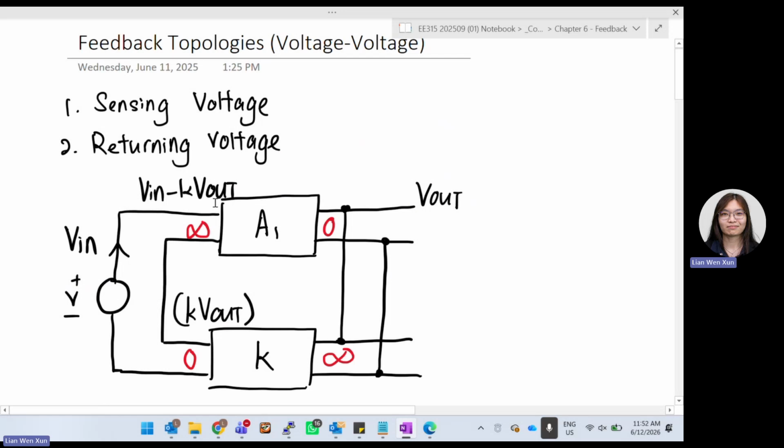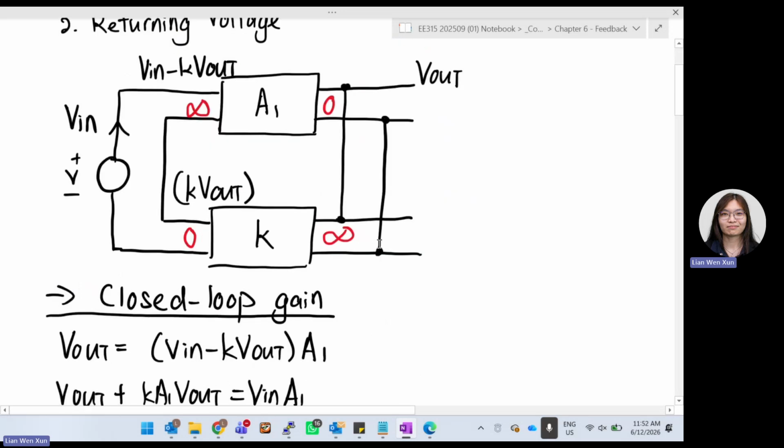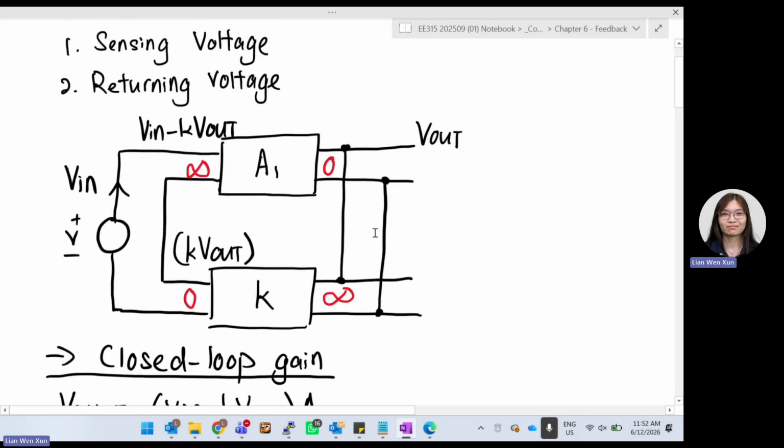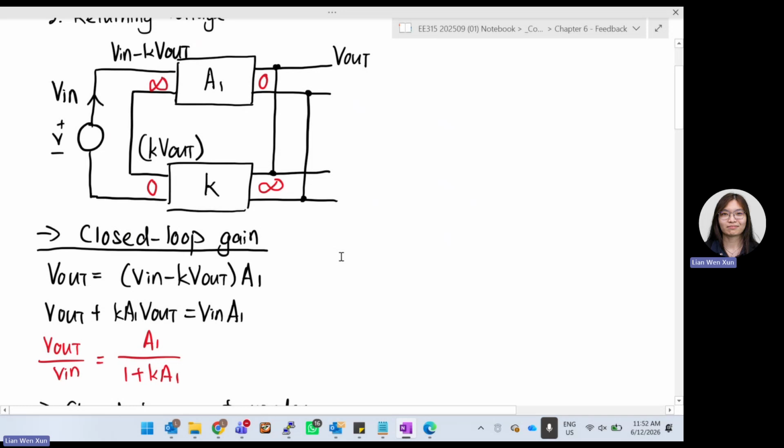So what is my input to my A? Input to my A will just be V in minus K V out. So let's look at closed loop gain. Now we formulate closed loop gain. Take note that we haven't gone into the transistor base. So closed loop gain, what exactly is your V out? We can say V out is equal to V in minus K V out, times A, because it is just this input times A.